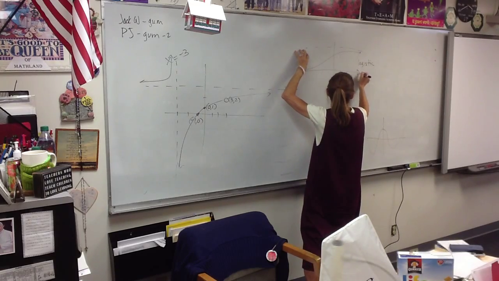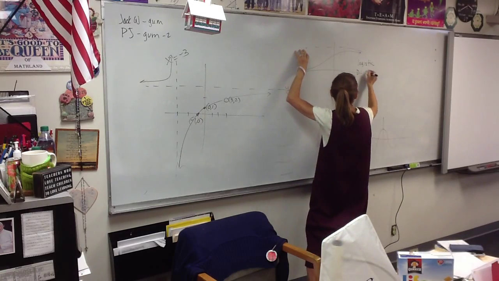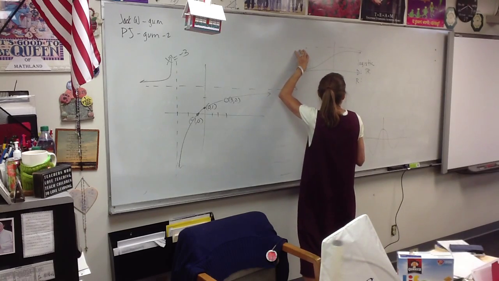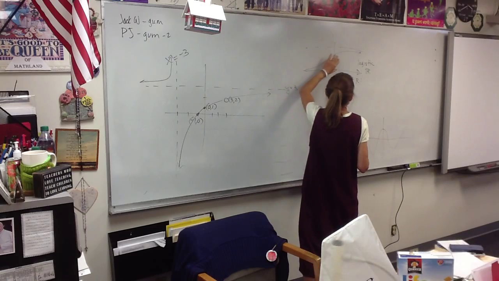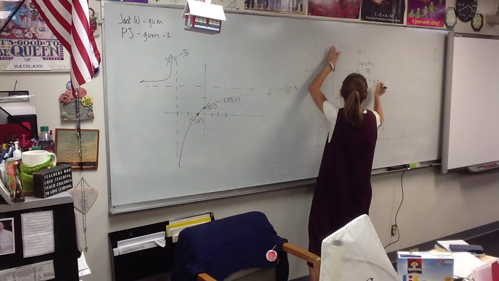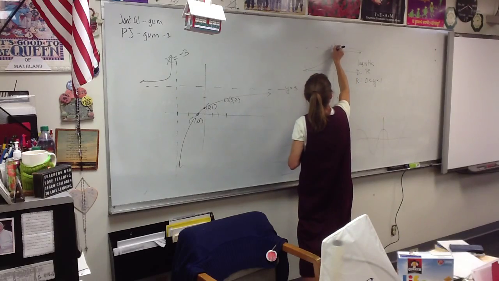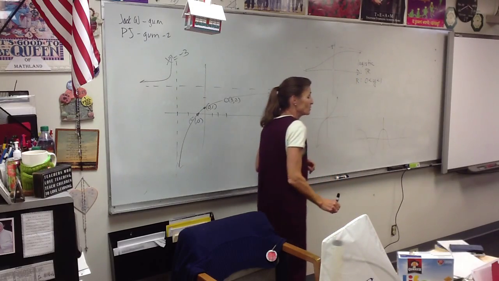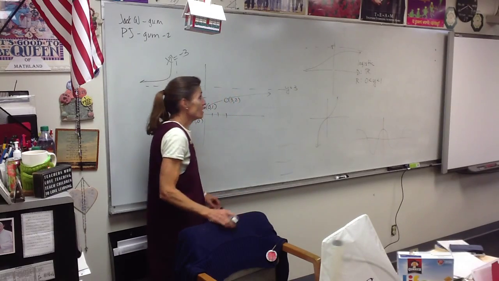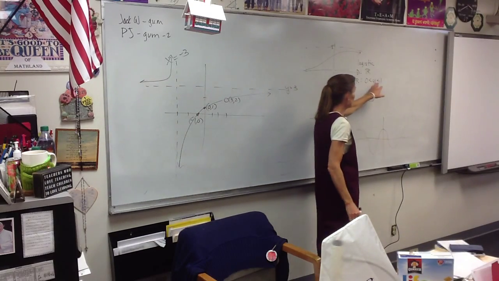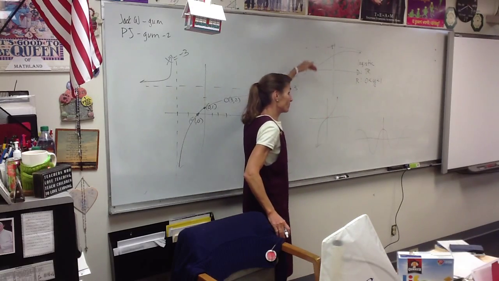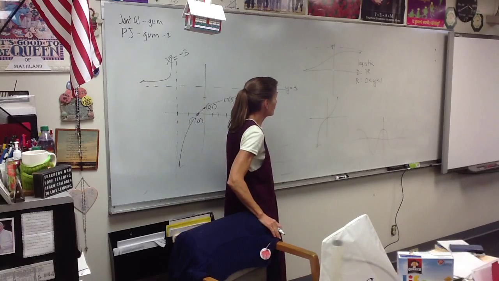What's the domain? All reals. What's the range? Between 0 and whatever this is, you're supposed to know that's 1. It's between 0 and 1. That's the range. Notice these are not included. Why are they not included? Because they're asymptotes, right? We're not touching them, we're just trapped between them.